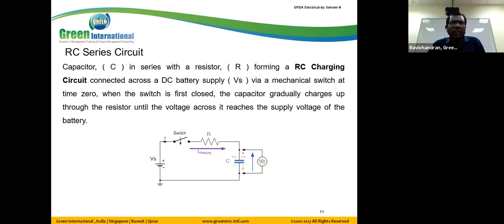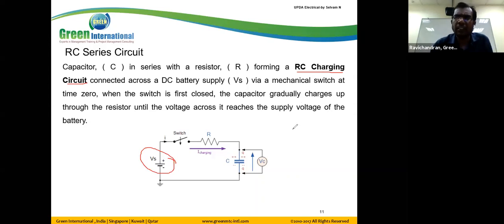Next, we go to the RC series circuit. For the RC series circuit, we are discussing two different circuits. One is the RC transient: one is the RC charging circuit, another one is the RC discharging circuit. For the charging circuit, we apply voltage. For the discharging circuit, we remove the voltage source. That's the difference between charging and discharging.